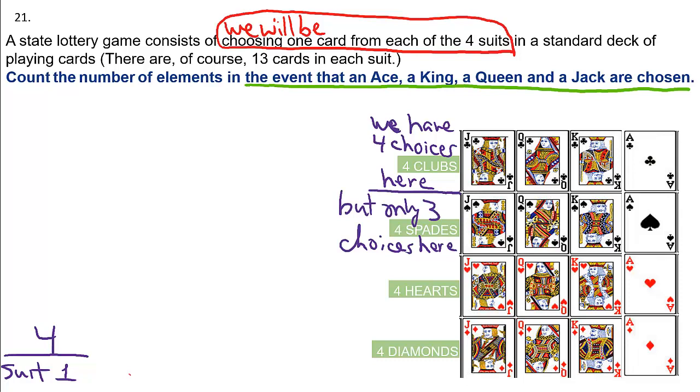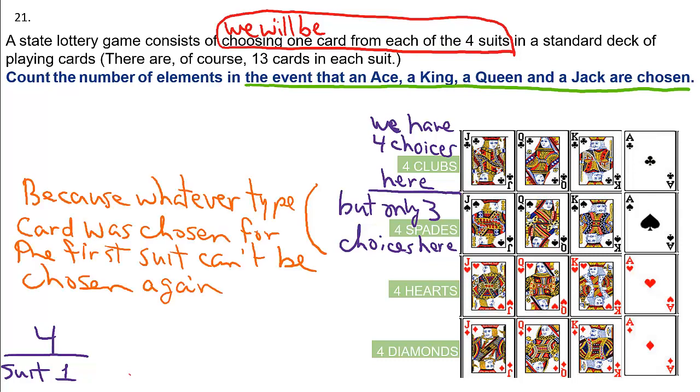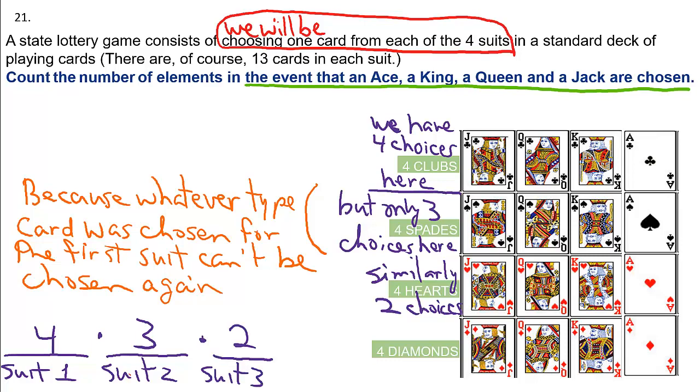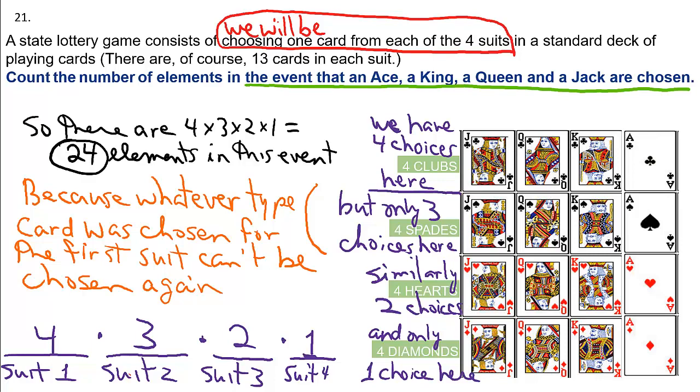The way I've written it here is spades, but whichever suit is second. So there are 3 ways to choose the card from the second suit, and by the time you move to the 3rd suit, which in my example is heart, but it could be any of the suits, you've already used 2 of the cards, so there are only 2 left. And of course, by the time you get to the last suit, there's only 1 possibility that will give you 1 of each. So by the counting principle, 4 times 3 times 2 times 1 is equal to 24. So there are 24 elements in this event.